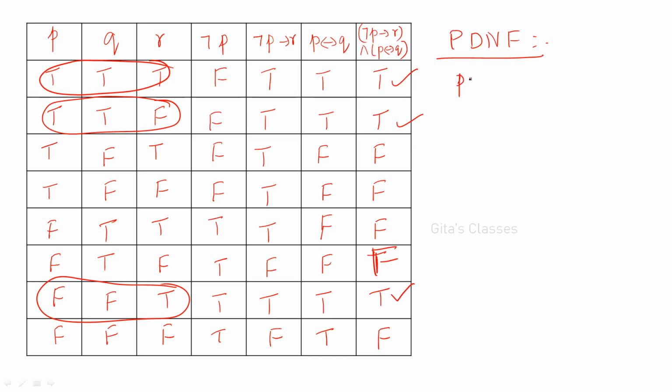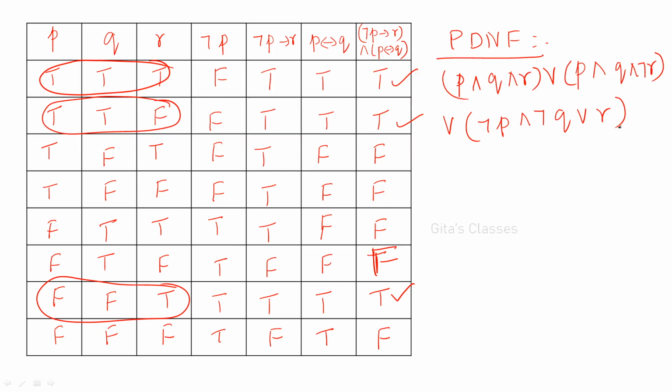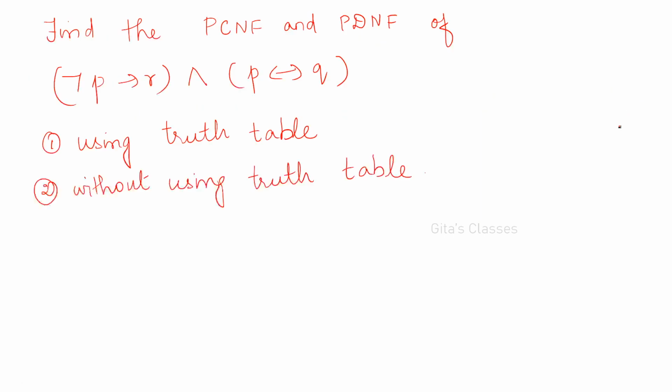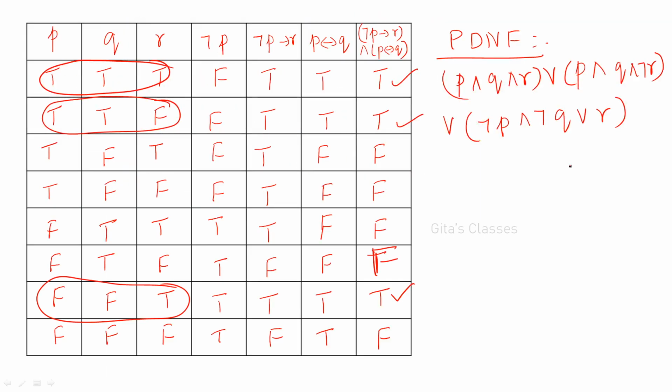So PDNF is P and Q and R. Second one is P and Q and not R. Last one is not P and not Q and R. Right? This is what we have written. PDNF is what? P and Q and R, P and Q and not R, and not P and not Q and R. These 3 terms.